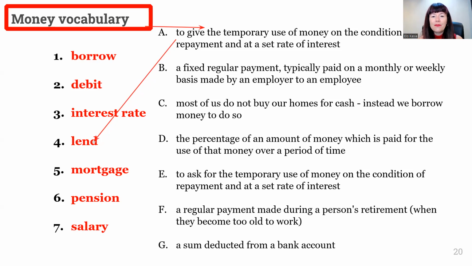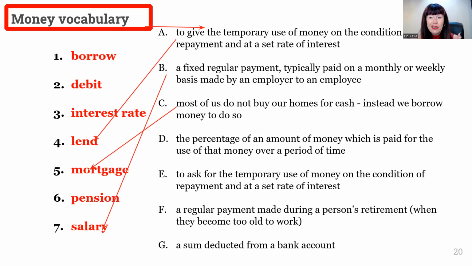Okay, lend. Then a fixed regular payment, typically paid on a monthly or weekly basis, made by an employer to an employee. It's called, of course, a salary, and it's on a monthly basis. If you are paid on a weekly basis, it's called a wage. Okay, then we have, most of us do not buy our homes for cash. We borrow money, and that money is called a mortgage. Yes, you mortgage your house or you take out a mortgage.